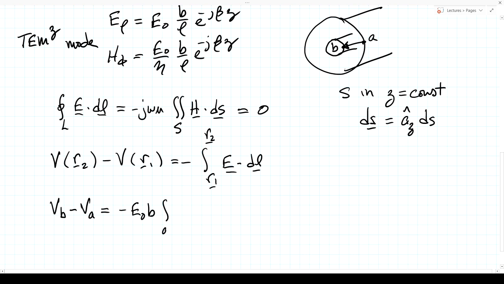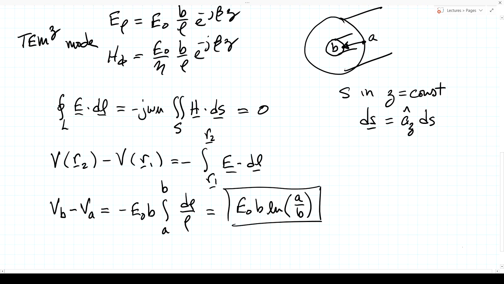The integral from a to b of, and let's take z equal to zero, so this factor is equal to one. Then you would have a 1 over rho d rho, and that would give you E0 b times the log of b over a, but then minus that would be the log of a over b. So it would be E0 b log of a over b, and that would be the voltage between the two conductors. And here's our coaxial cable.